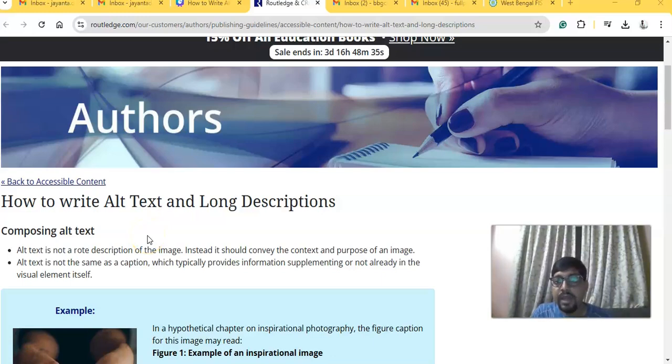Did you know adding alt text in your book's images can improve SEO and you will get more citation? So in this tutorial, I'll show you how you can prepare alt text. I'll show you step-by-step guidance.